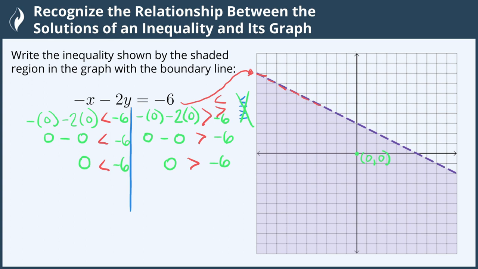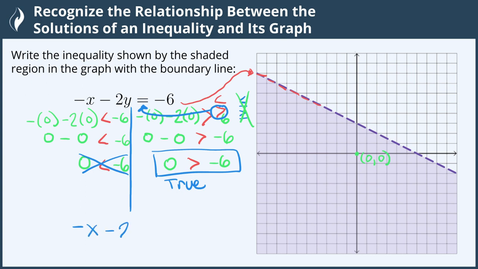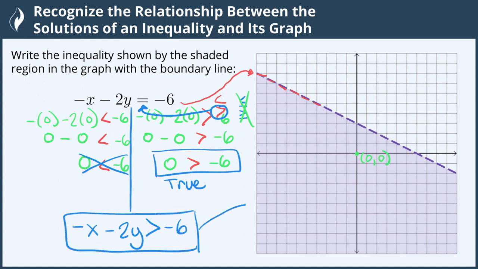0 is less than negative 6, or 0 is greater than negative 6. 0 is bigger than all of the negative values, so this one is not true. But 0 is greater than negative 6 is true, which means our inequality sign that we need to use is the greater than sign. And we'll replace this into our equation for the boundary line, giving us the inequality negative x minus 2y is greater than negative 6. This is now the inequality of the shaded graph that we have here, and we're all done.